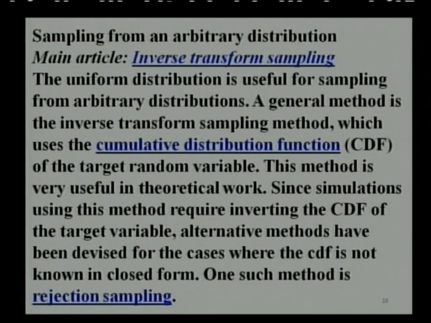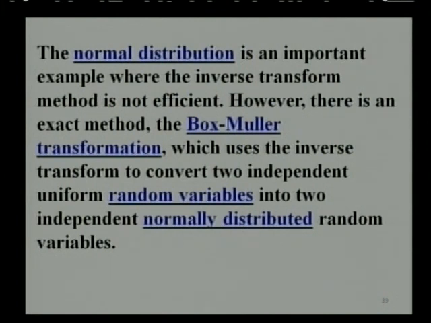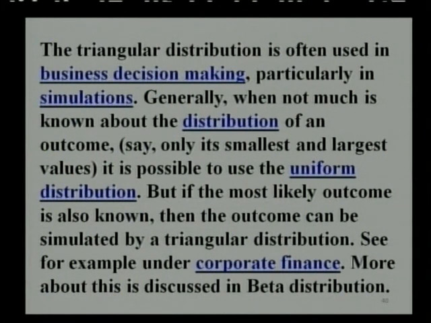is rejection sampling. In the case of the normal distribution, we can use the uniform distribution to draw random samples from the normal distribution, and the normal distribution is an important example where the inverse transformation method is not efficient. However, there is an exact method known as the Box-Muller transformation, which uses this inverse transformation to convert two independent random variables into two independently normally distributed random variables.